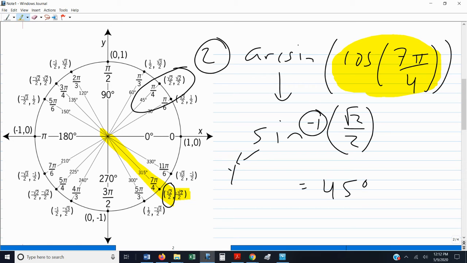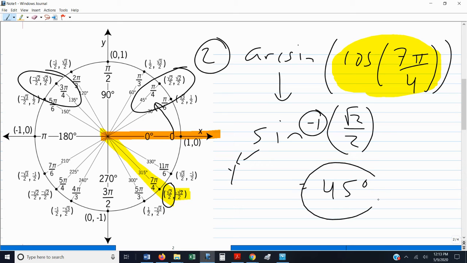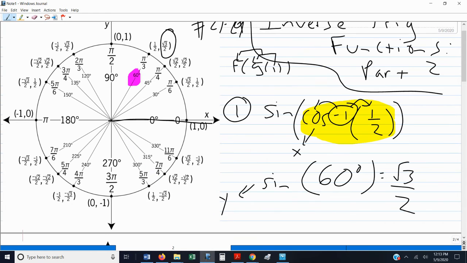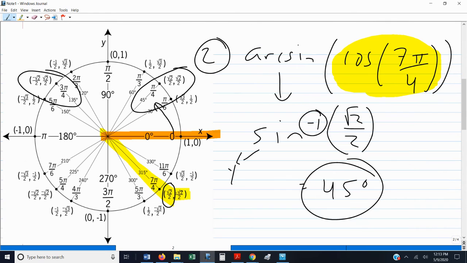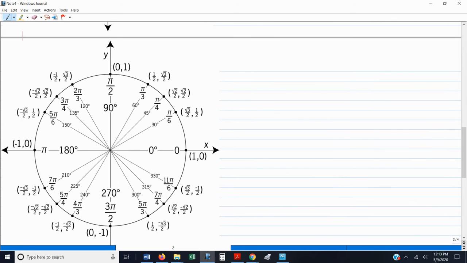Again, we're just repeating that you're finding the one that's closest to 0. So the closest angle to 0 that has a y value of √2/2 would be 45 degrees. The other one is over here, and that's farther away from 0. So that's the norm or the convention of this worksheet. So final answer is 45. On number 1, the final answer was √3/2. Okay, we'll look at 2 more.